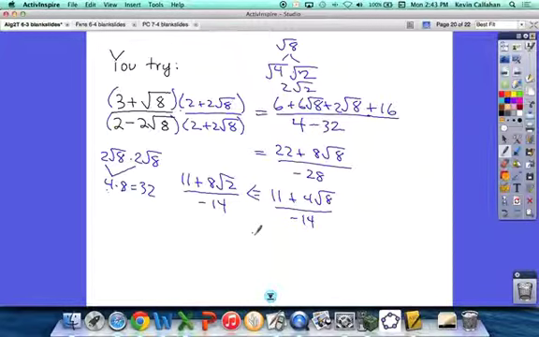Why did you go from 22 plus 8 to 8 instead of 11? I divided out a 2. There's a factor of 2 in the numerator and a factor of 2 in the denominator, so I canceled it. That cut all of these things in half. 22 became 11, 8 became 4, 28 became 14. And then I substituted for the square root of 8. That's 2 root 2. And that's how I got this right here. And that's the right answer.